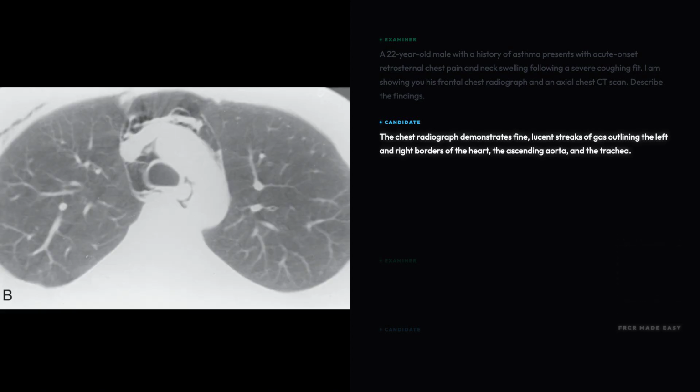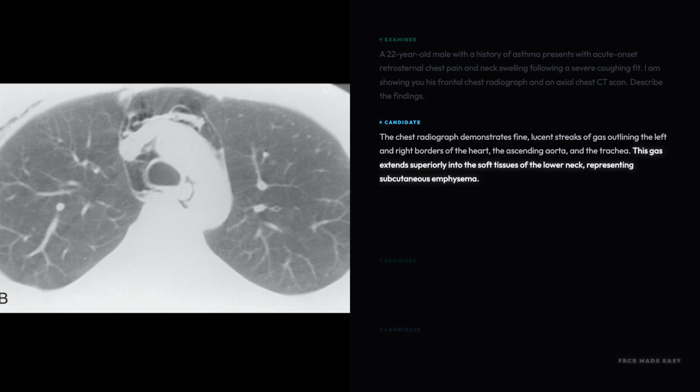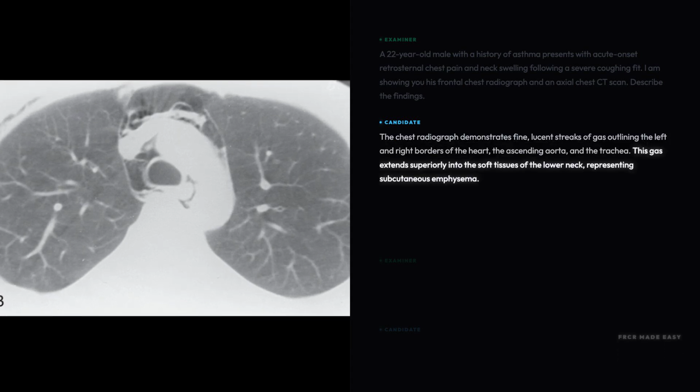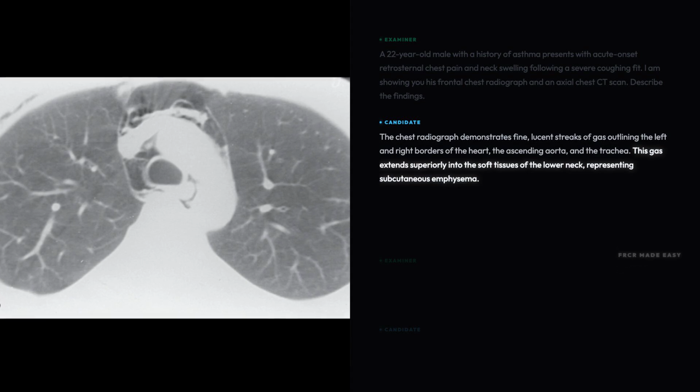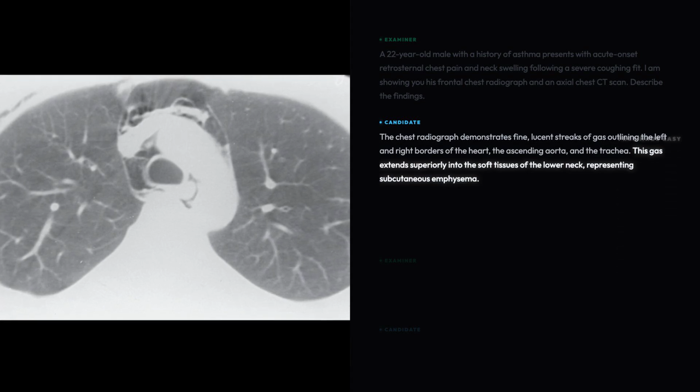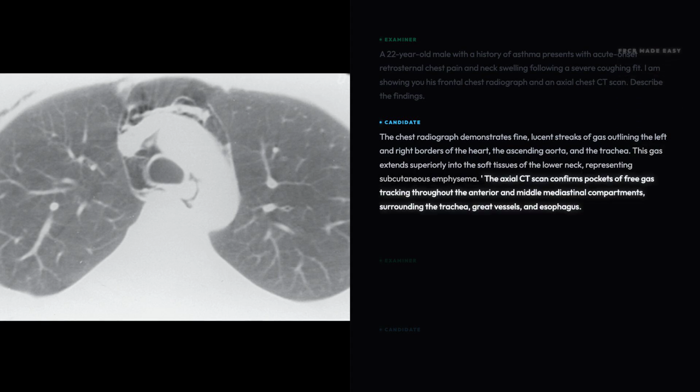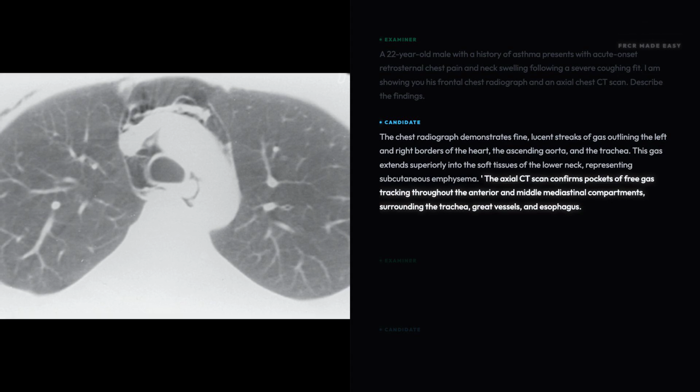The chest radiograph demonstrates fine, lucent streaks of gas outlining the left and right borders of the heart, the ascending aorta, and the trachea. This gas extends superiorly into the soft tissues of the lower neck, representing subcutaneous emphysema. There's also a thin, lucent line beneath the heart connecting both hemidiaphragms, consistent with the continuous diaphragm sign.